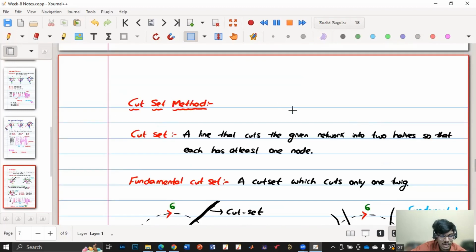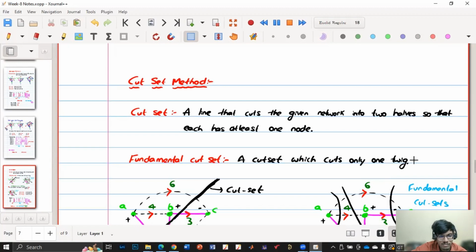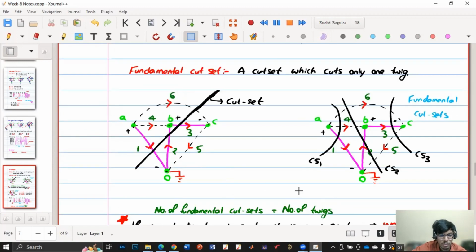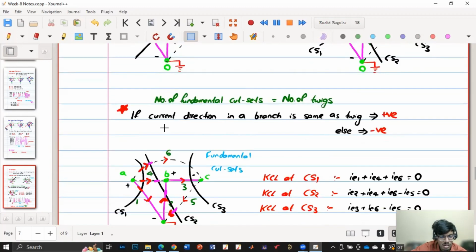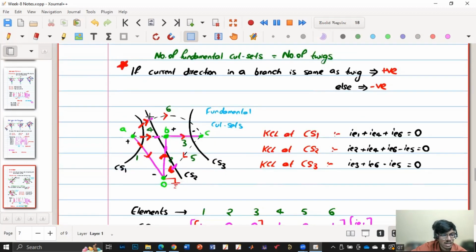Then cut set method. Any cut set is which divides the network into two parts, so that each half has at least one node. Whereas fundamental cut set is it will cut only one twig. So number of fundamental cut set is equal to number of twigs. And here the convention is different. Current direction in a branch is positive if it is same as the twig. It is negative if it is the opposite. And you can consider either the left side of the cut set or the right side of the cut set. It is up to you, but only the convention changes.